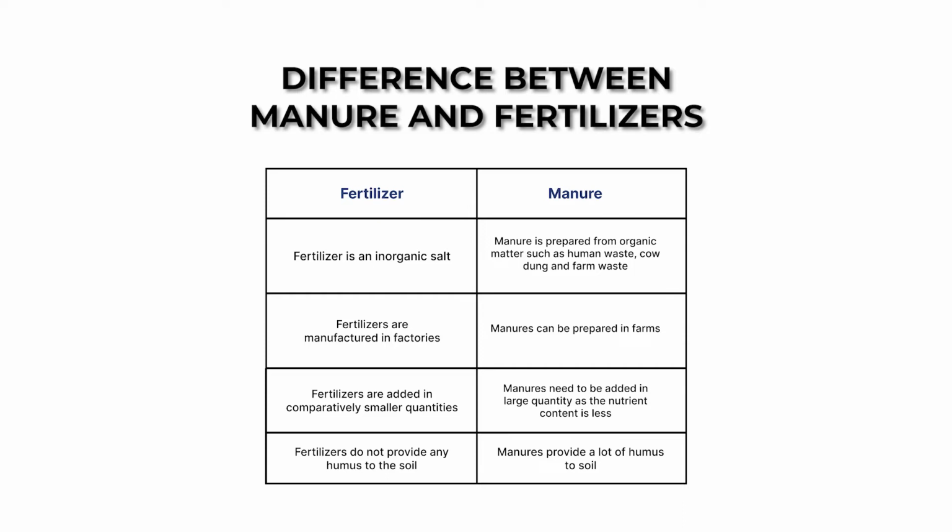Fertilizers are added in comparatively smaller quantities. Manures need to be added in larger quantity as the nutrient content is less. Fertilizers do not provide any humus to the soil, whereas manures provide a lot of humus to the soil.